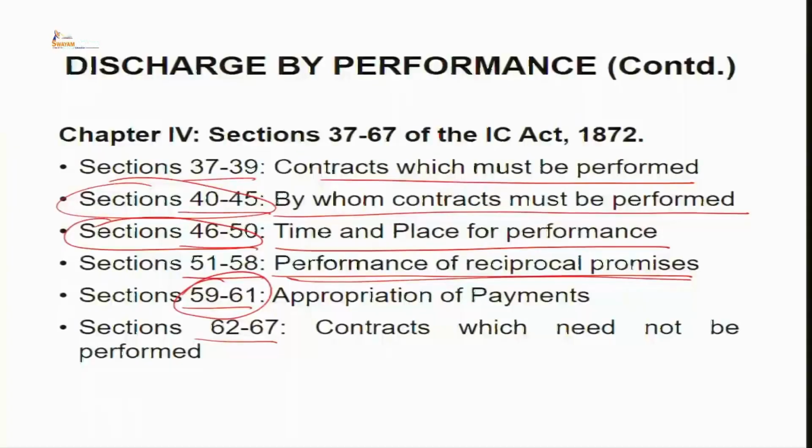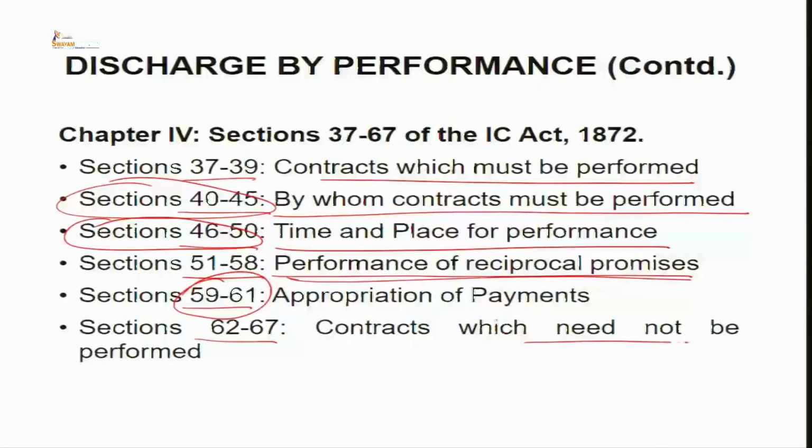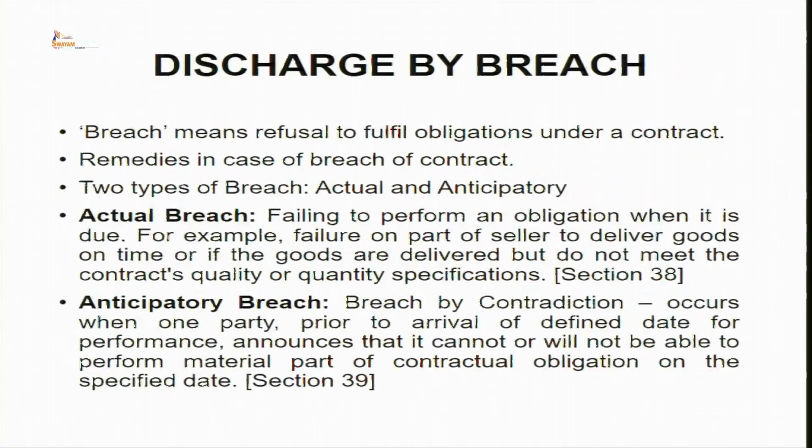Now 62 to 67 deal with contracts which need not be performed. Under these sections, we would be discussing the discharge of a contract by mutual agreement or mutual consent. For example, where the parties have mutually decided to terminate the contract or do away with it. So we can justify these terms as ones which need not be performed because the parties have decided so. This is one of the examples.